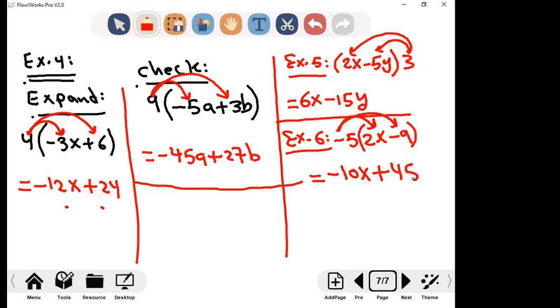You have checks after these examples. Do them by yourself. Your homework for today is page 241. Do all of the page, please. Thank you so much.